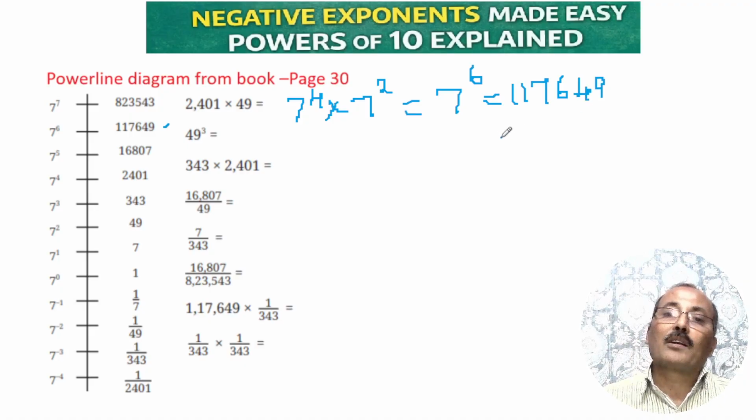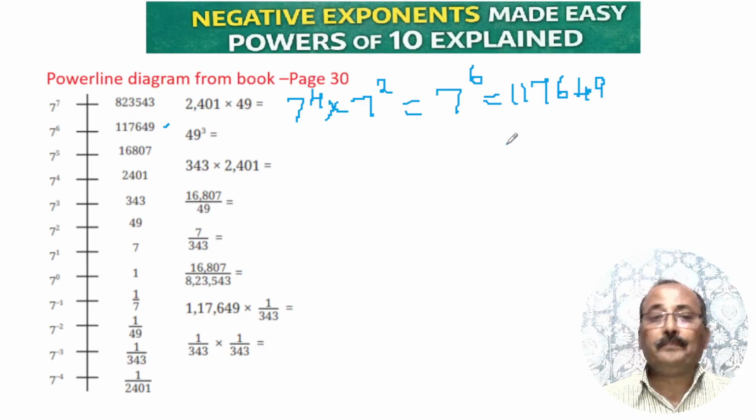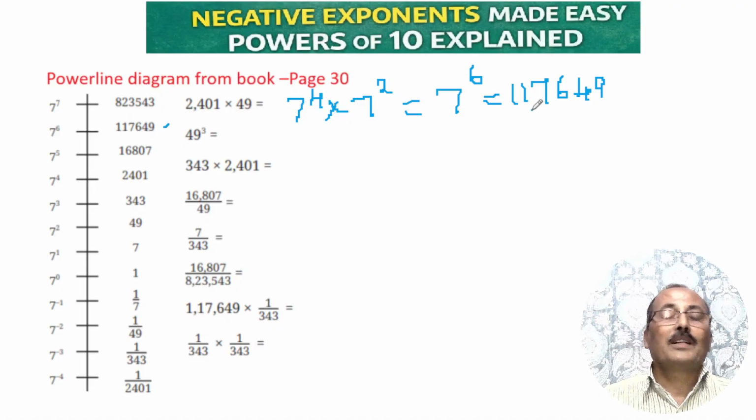Suppose it is 5 mark question, 3 mark question, like that. Based on those marks you try to write, or some reasoning questions may be there. In that you can write the multiplication and all, but maximum they will give like this only.